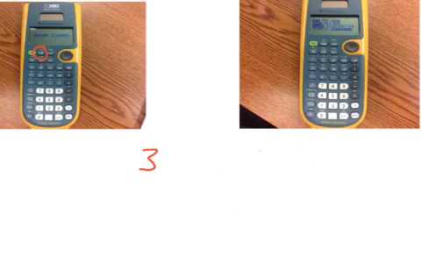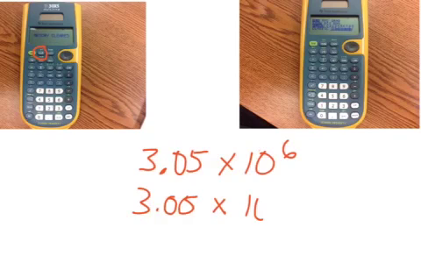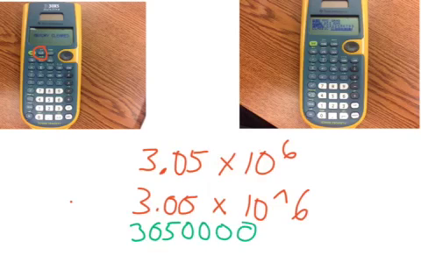So how about 3.05 times 10 to the 6th power. So here's how you're going to enter this. You're going to enter 3.05, hit the times button, 10 rooftop 6. So go ahead and enter that 3.05 times 10 rooftop 6, and then hit enter. And what you should get, if you have it in normal mode, not scientific mode, you should get the following: 3,050,000.